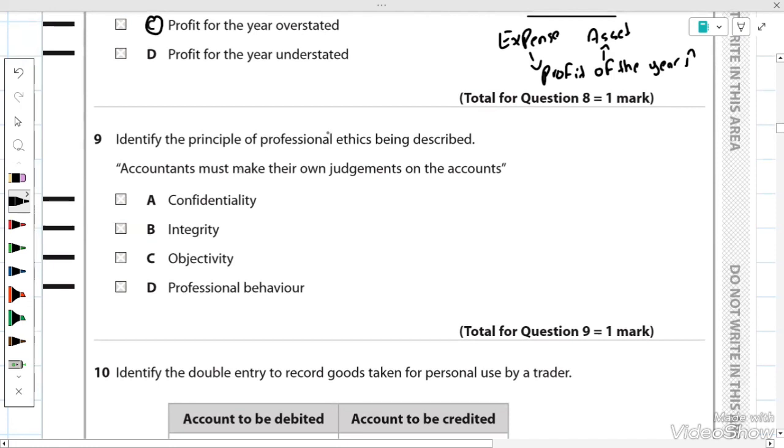Identify the principle of professional ethics being described. Okay, so accountants must make their own judgments on the accounts. Confidentiality, integrity, objectivity, or professional behavior. Of course, if accountants must make their own judgments on the accounts, it is basically objectivity, because whenever you are making any judgment on the basis of your number performance, it means that this principle is basically your objectivity principle.